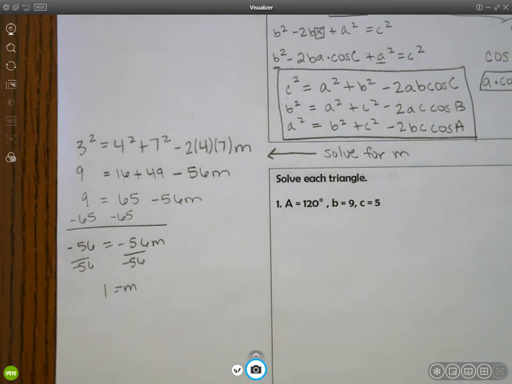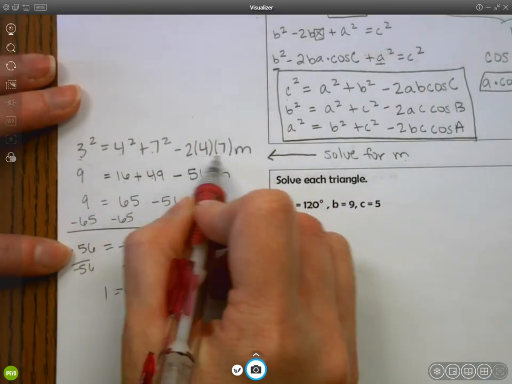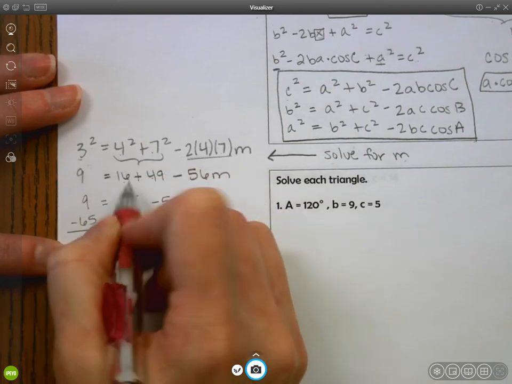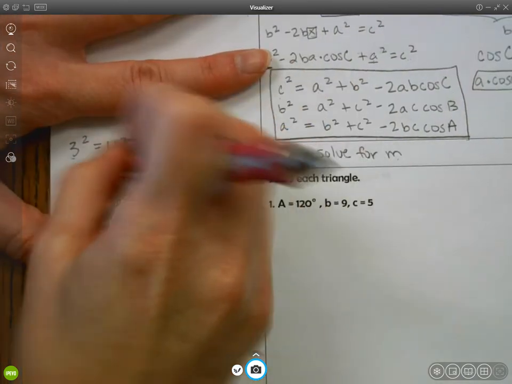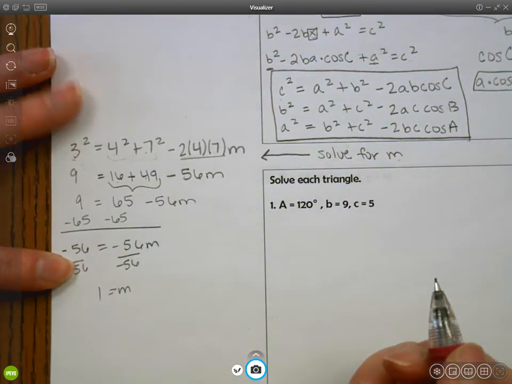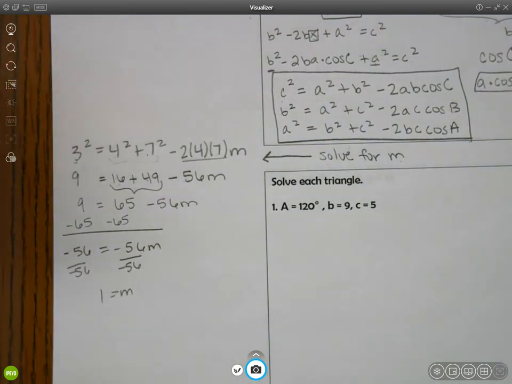The point of doing this was just to reiterate order of operations and how you're going to have to clean up a problem to be able to solve. So keep in mind, you can square everything and multiply these three numbers together. Then you're going to add these. Then it's just a little two-step equation. Now when it's law of cosines, there's going to be a cosine in the mix, and we'll discuss how to do that in just a second.